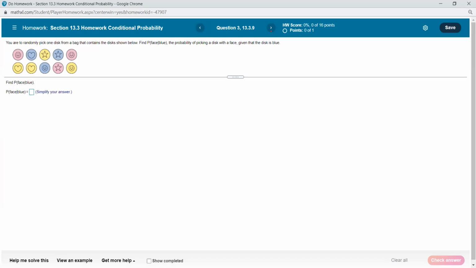You are to randomly pick one disc from a bag that contains the discs shown below. So we've got a pink one with a face and a blue one with a heart and so on. Find the probability that it's a face given that it's blue. The probability of picking a disc with a face given that the disc is blue. Okay, originally 4 of them have faces out of 10 cards. So originally just the probability of drawing a face out of all 10 would be 4 out of 10 or 2/5.